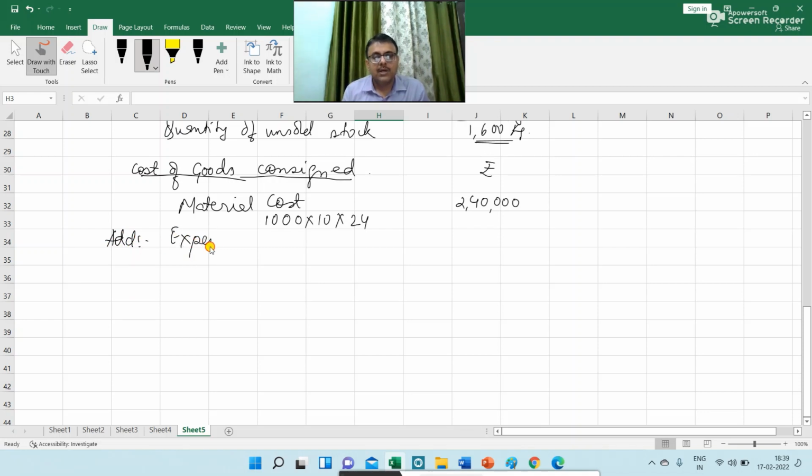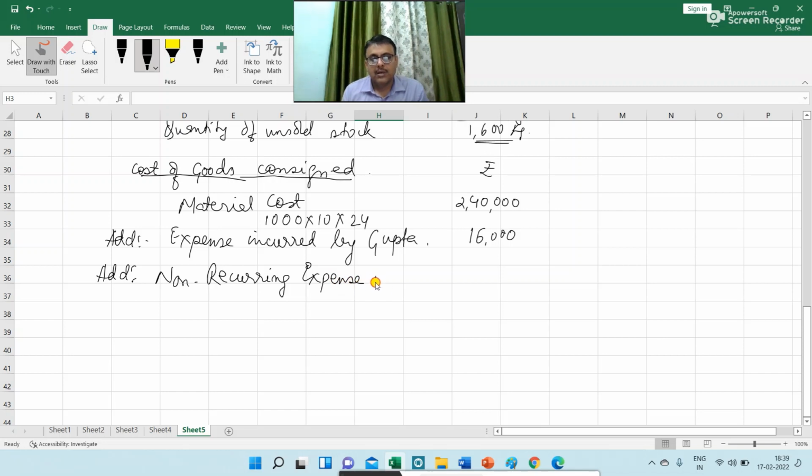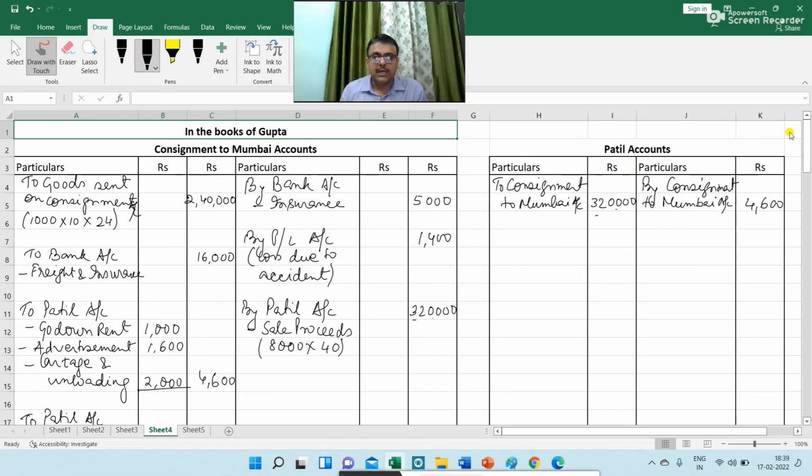And expense incurred by Gupta, who is the consignor. So this is rupees 16,000. Then add non-recurring expense incurred by Patil. So Patil has incurred three expenses.